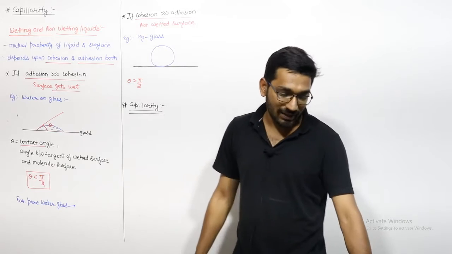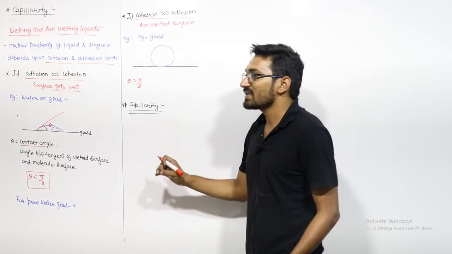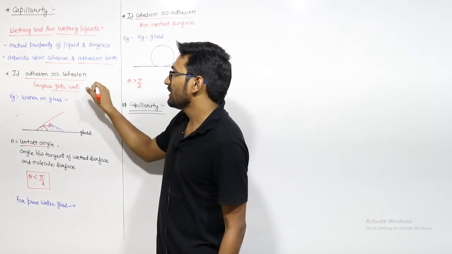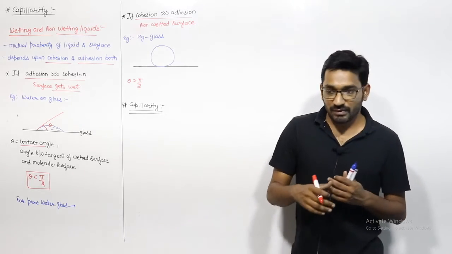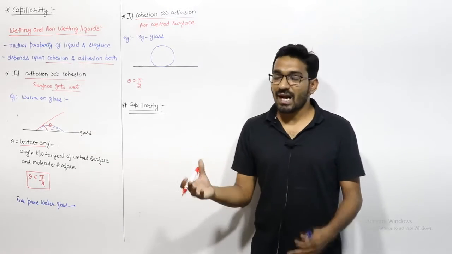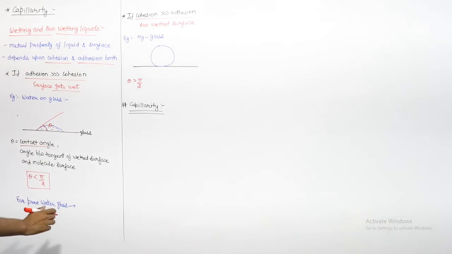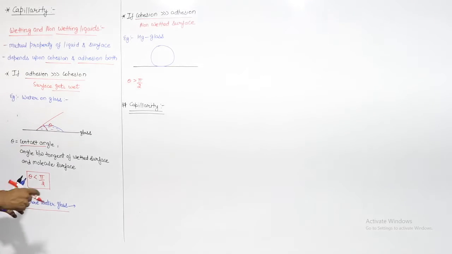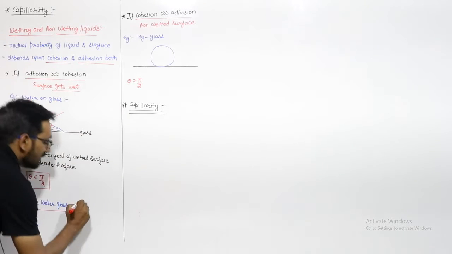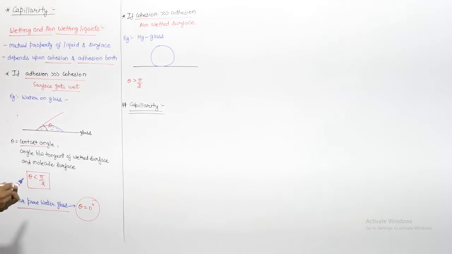This contact angle theta is less than 90 degrees for wetted fluids, the fluids which will go on to wet the surface. In that case, this contact angle will be less than 90 degrees. And for the special case of a pure water and glass combination, if pure water is on the glass, then in this case theta will be equal to 0 degrees.